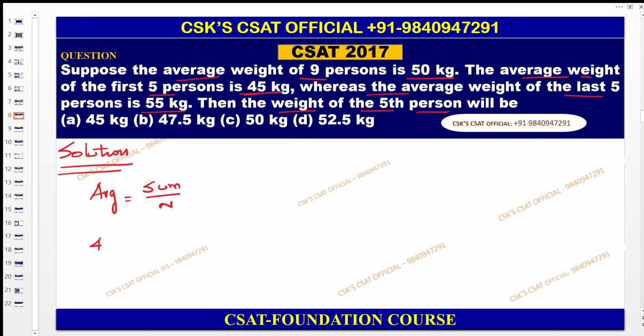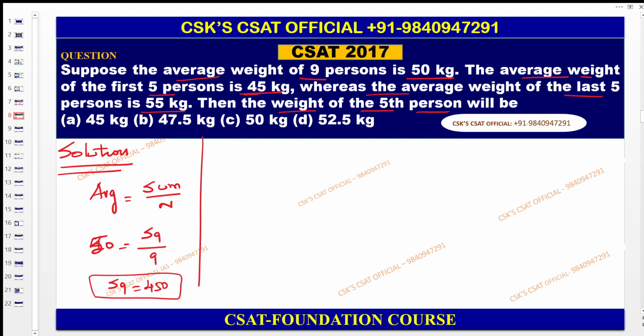So here, let us take 50 for 9. Yes, 9. So by 9 cross multiply. The sum of 9 is equal to 9 into 50, which becomes 450. This is for the 9.